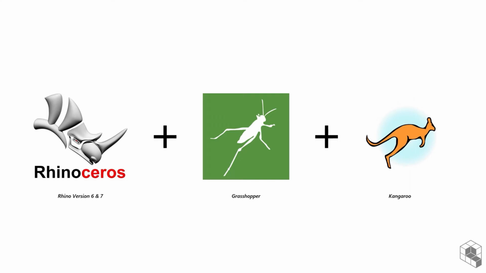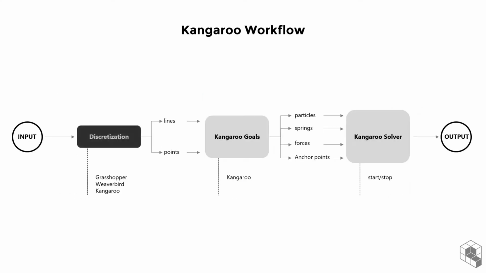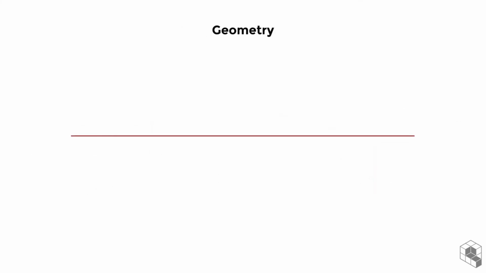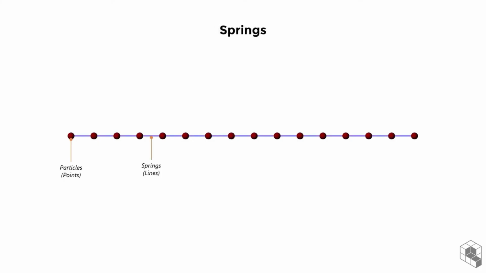This diagram explains a typical Kangaroo workflow, highlighting three critical steps, which are geometric discretization, goals, and solvers. A particle spring system discretizes a continuous model into a finite number of masses called particles, connected by perfectly elastic springs. Here we can recall, for instance, the model created by Gaudí, right? It requires geometric input in the form of points and lines to simulate various constraints.